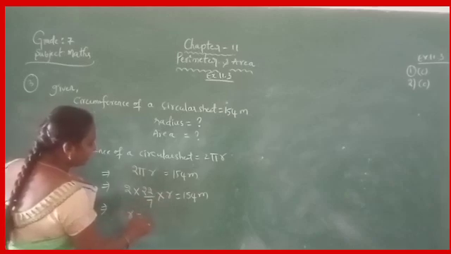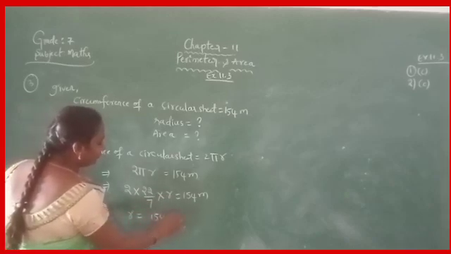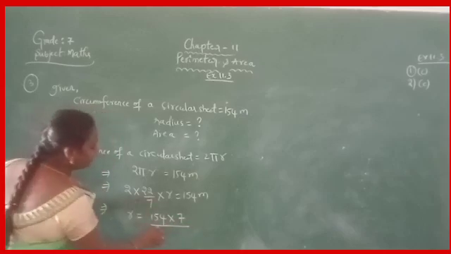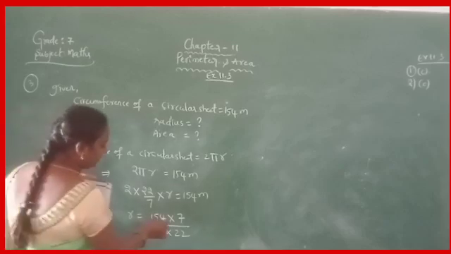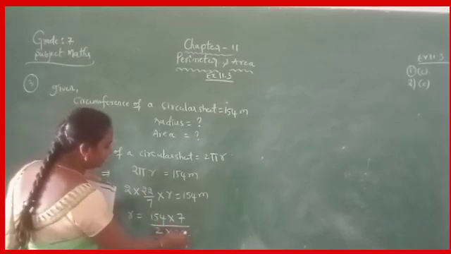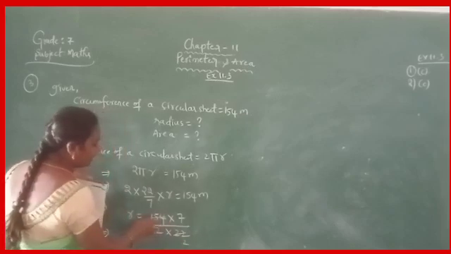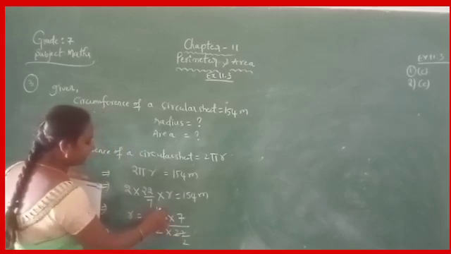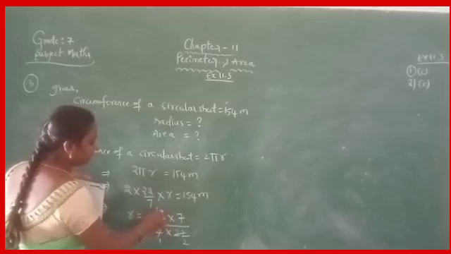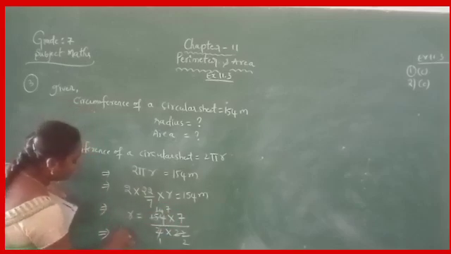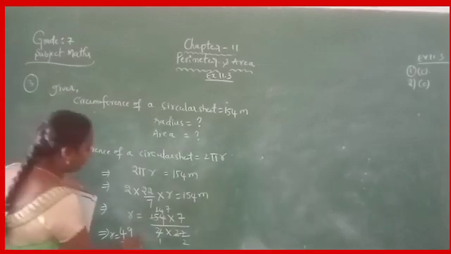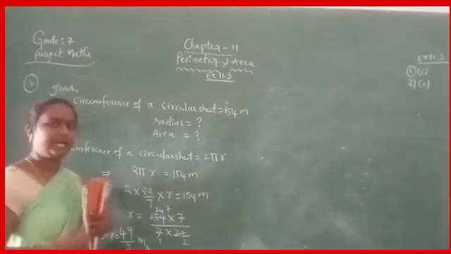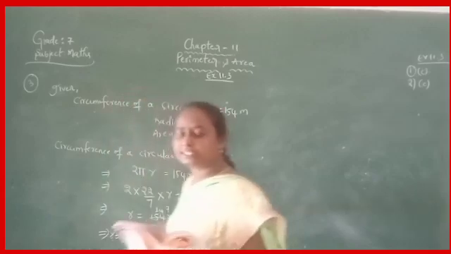So transpose all these values: 154 into 7 by 2 into 22. Is there a possibility to simplify? Yes. 11 twos, 11 ones, 11; 44 is there, 11 fours. Again 2 ones, 2 sevens. Then 7 into 7 is 49 by 2 is the radius. Radius is equal to 49 by 2 meters. Otherwise you can convert it into decimal also.